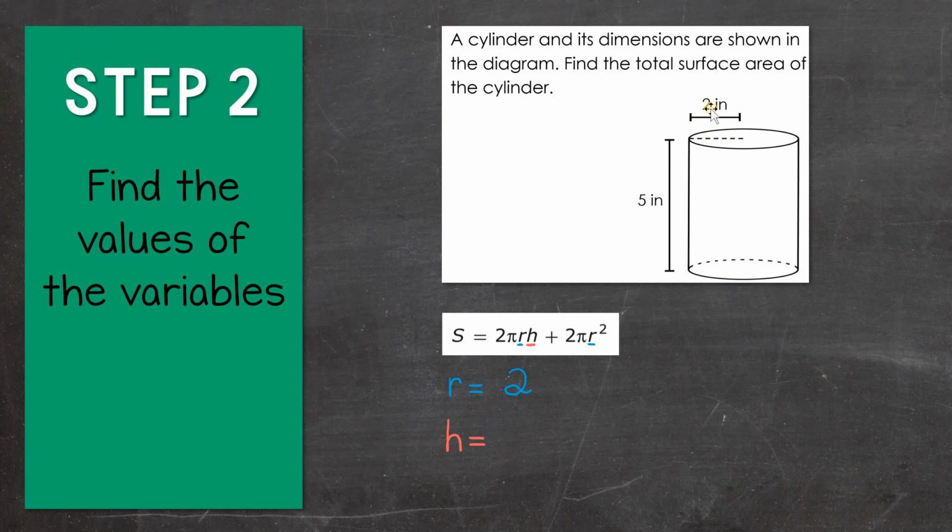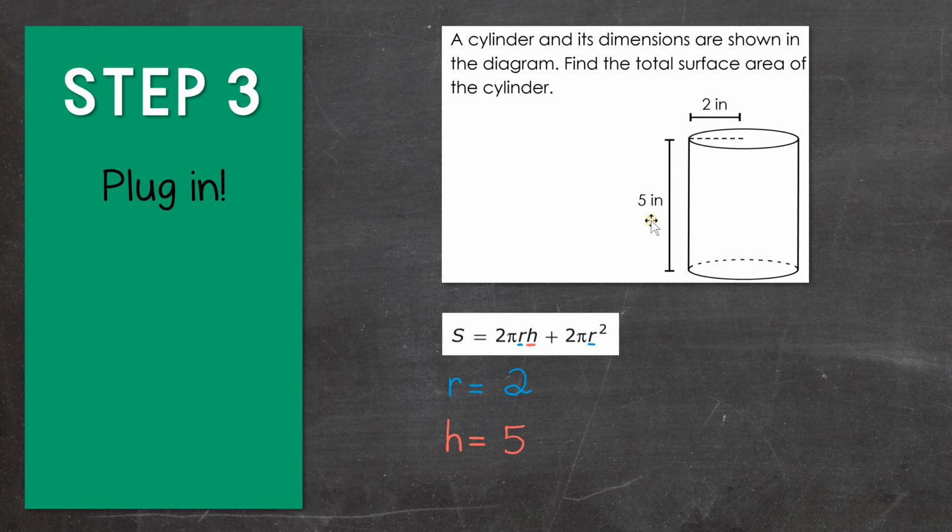But be careful. Sometimes the problem gives you the diameter. And if you have a diameter, what do you have to do to get the radius? You always take half. Okay, so that didn't happen this time, but watch out for it. H. What does H represent? H is the height. And it's not just how tall it is, it's the distance between the bases. So 5.